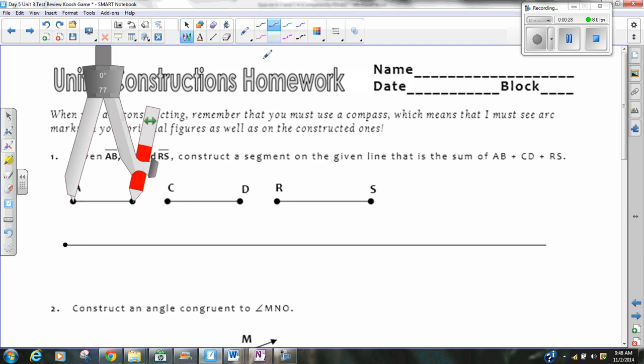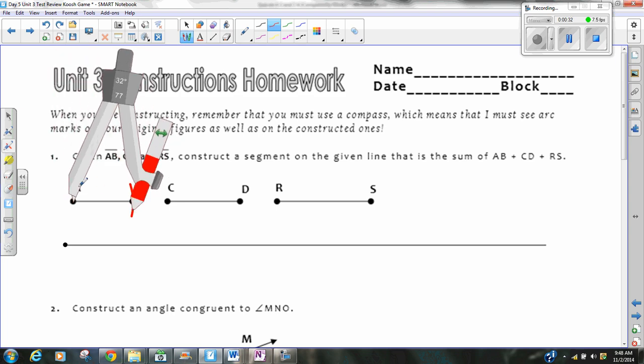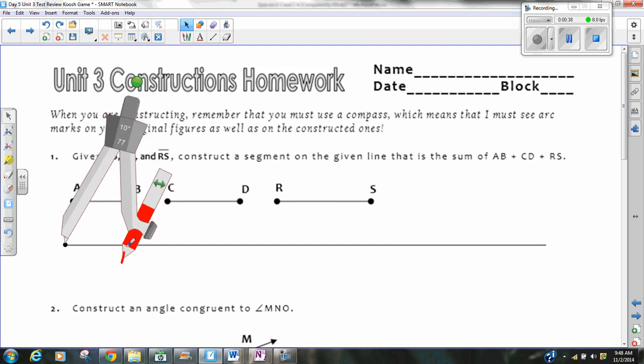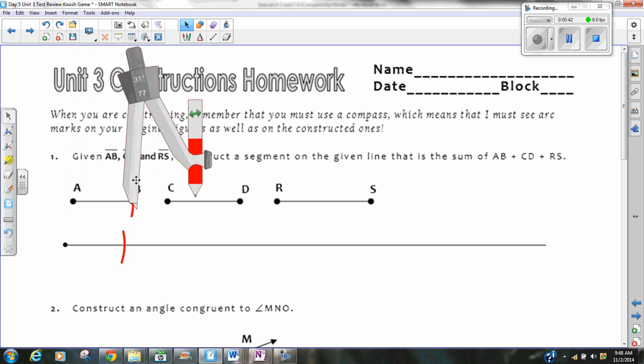Be nice if we had it a different color. There we go. So what we're going to do is make an arc mark to measure, and then we have to come down here to measure AB. Then we have to come up and measure CD.